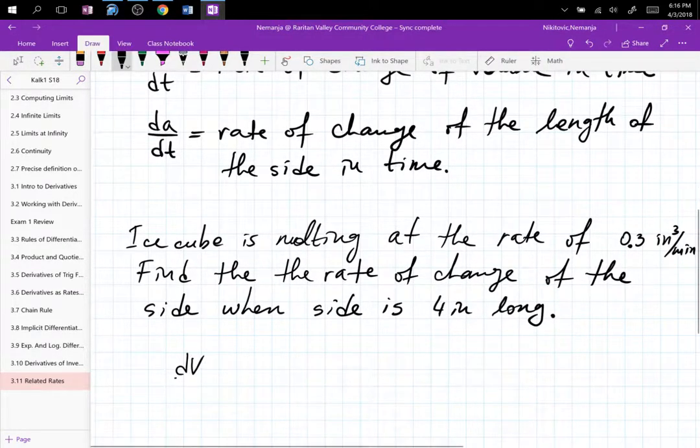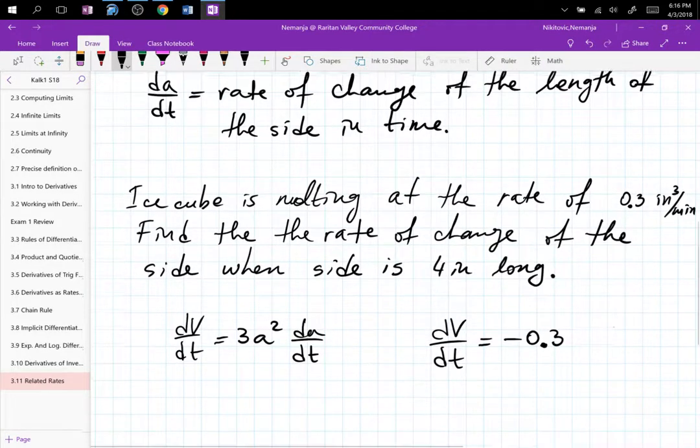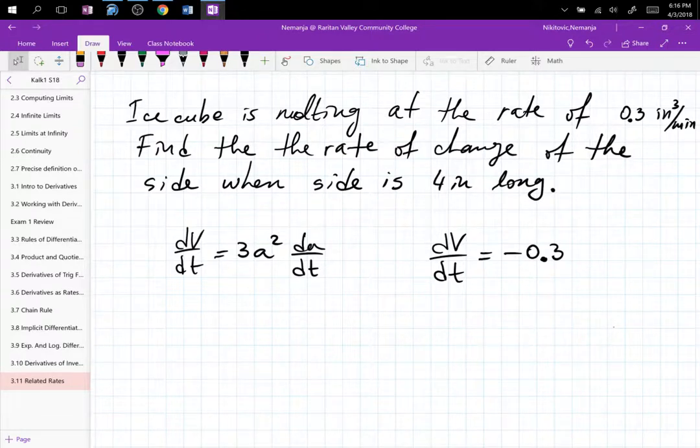Now we already know that dV/dt is equal to 3a squared dA/dt. As you are reading the problem, you can quickly pick up from here your dV/dt. Now, how do I know that dV/dt is equal to negative 0.3? Well, I have two clues that tell me that this has to be dV/dt. And I have to invoke common sense. So if it's not common sense, try to get to the point where it is going to be common sense. First of all, the word melting. You are losing volume. All right? That's what melting is.